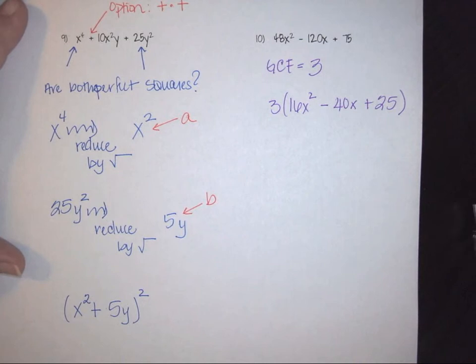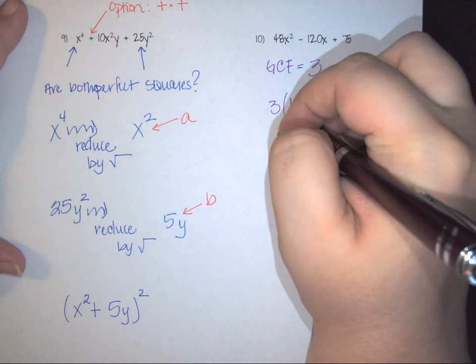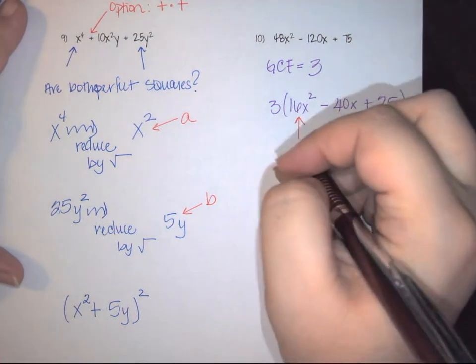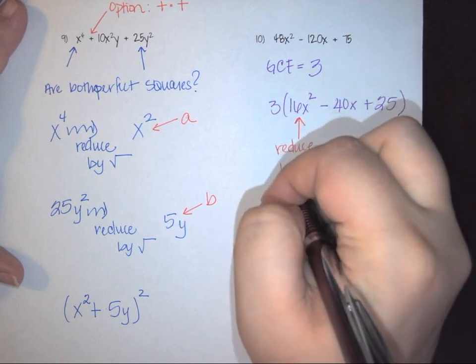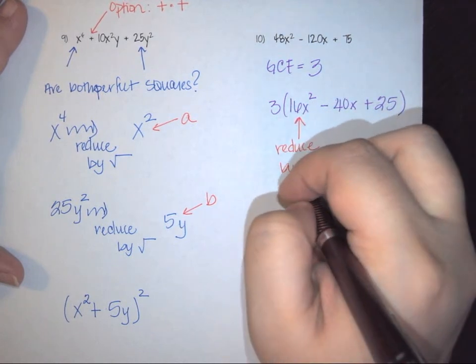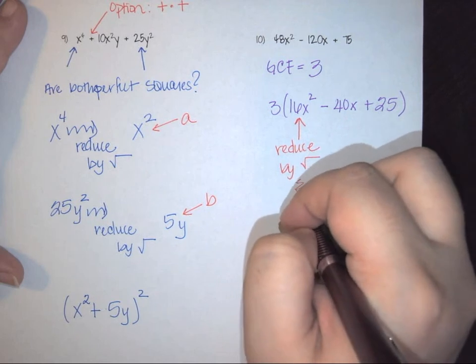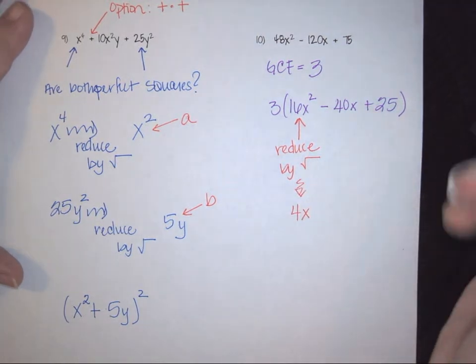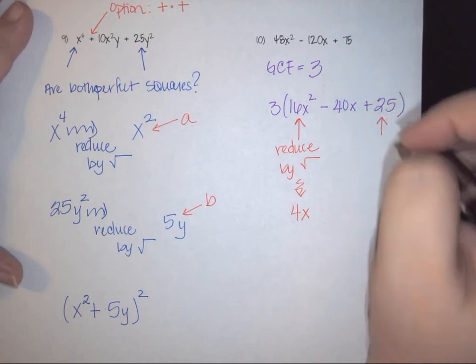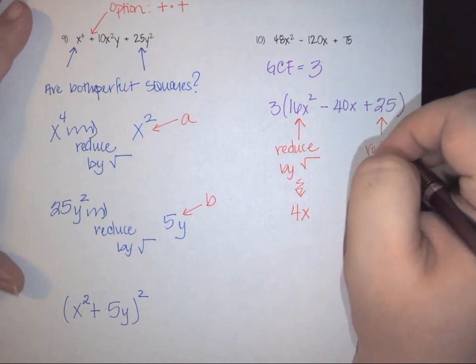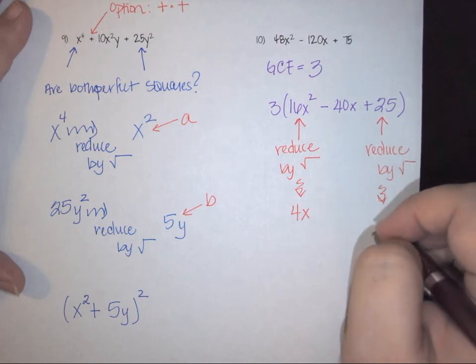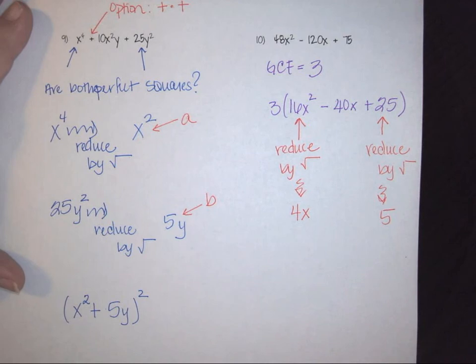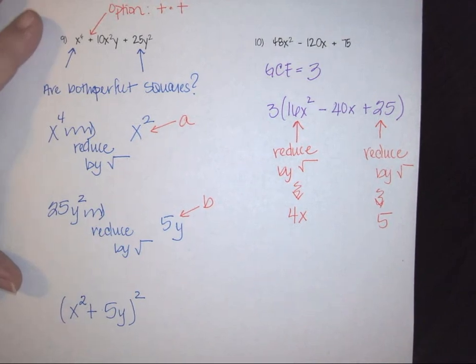Again, if we take a look at them, you can see that this first term here is a perfect square, and it will reduce by taking the square root down to a 4x. This one over here is also a perfect square and will, the same, reduce by the square root, and it becomes a 5. And now the last thing that we need to pay attention to is my signs.